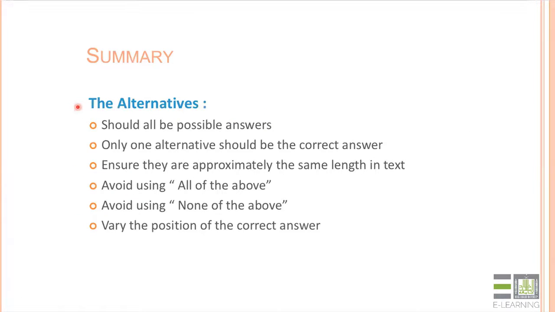Again, a summary for when you're constructing alternatives: make sure that all your alternatives are plausible answers, but there should only be 1 correct answer within your list of alternatives. Try and make sure that the alternatives are approximately the same length in text to avoid giving away clues as to which is the correct or incorrect answer. Avoid using all of the above or none of the above as an alternative option, and vary the position of the correct answer to avoid students guessing or detecting a trend.